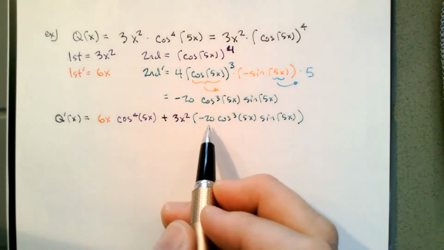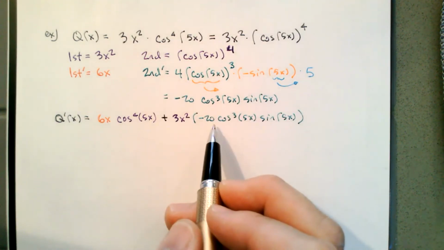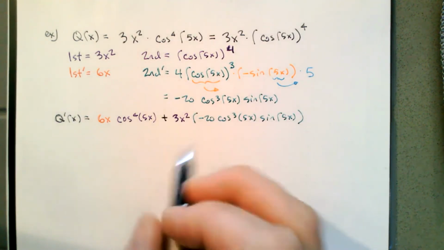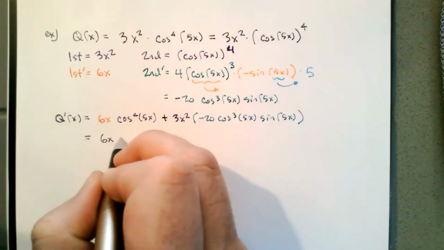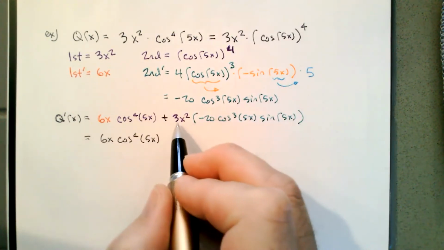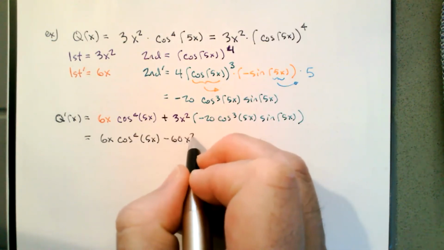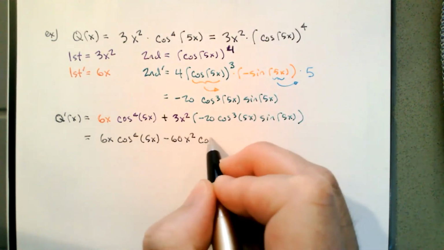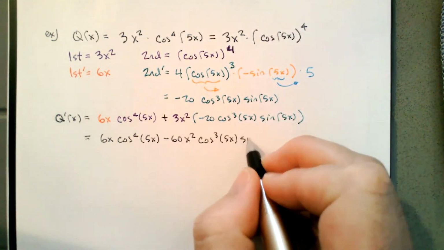This would be a terrible state to leave your factors in, with all the constants split up. So I'm just going to put these factors together. The first term is fine. I'll just write it as 6x cosine to the fourth of 5x. And then 3x squared times negative 20 will be negative 60x squared cosine cubed 5x times the sine of 5x.